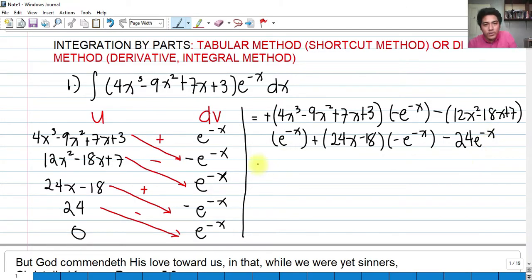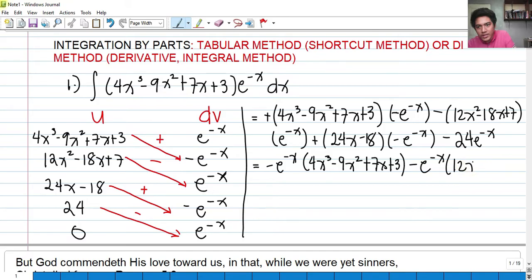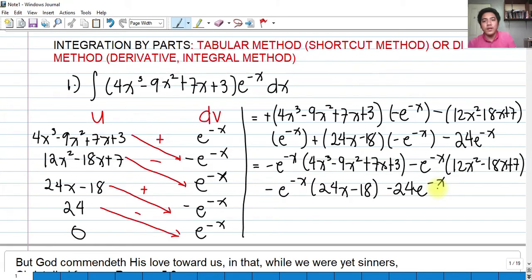So if I simplify this, this would be negative e raised to negative x times 4x cubed minus 9x squared plus 7x plus 3. And I have here a negative times this negative term, so plus e raised to negative x multiplied by 12x squared minus 18x plus 7. And this one, negative e raised to negative x times 24x minus 18, negative times positive would be minus, then minus 24 e raised to negative x. Of course, plus C. We have integrated it already.